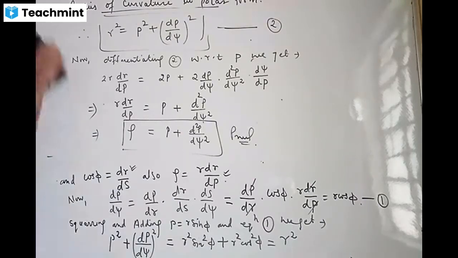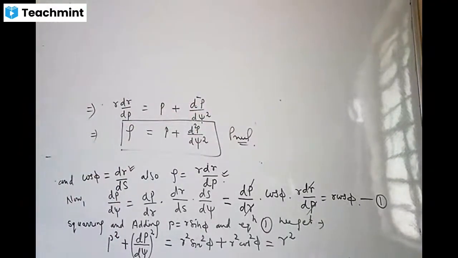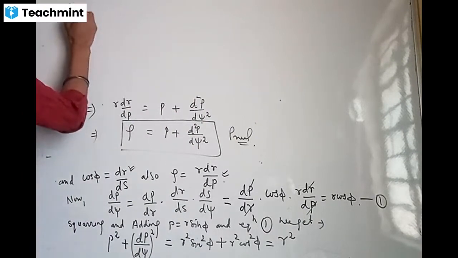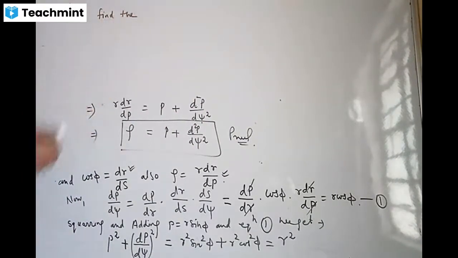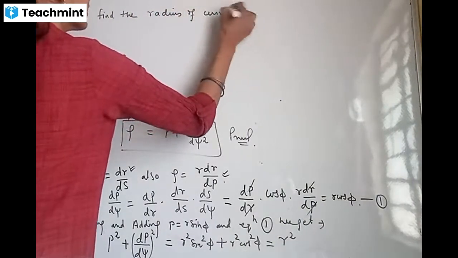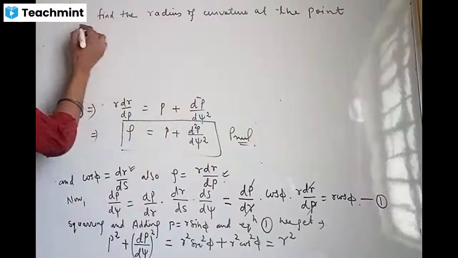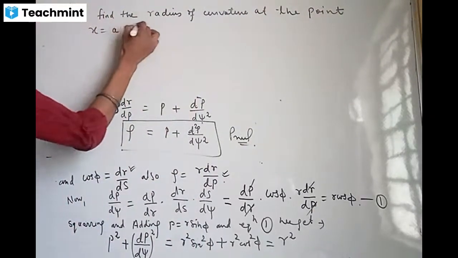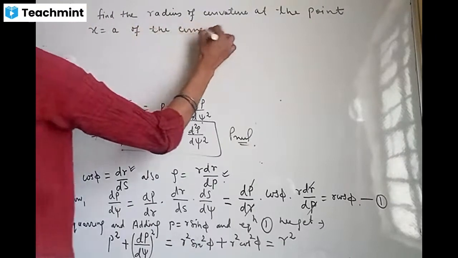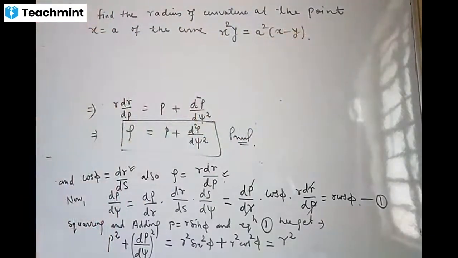Now write the question. So question is, find the radius of curvature at the point. Okay, the point is given, only at that point you have to find your radius of curvature. So at the point x equal to a of the curve. The curve is also given to you: the curve is x square y equal to a square into x minus y. So now you just find this one.